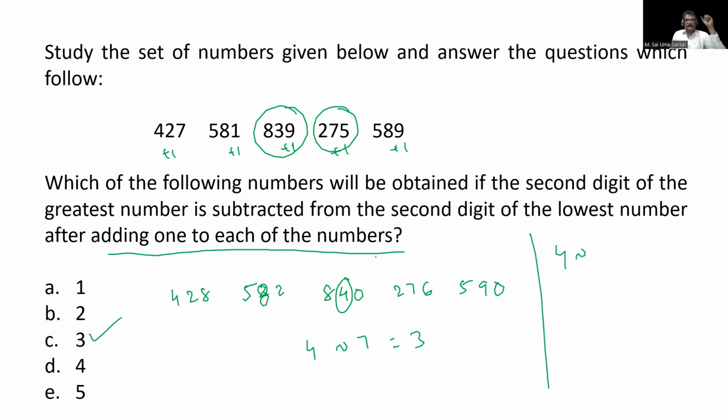And next, what is the next one? Lowest number, there was 275. Suppose if you add 1 to that number, then what happened? The second digit is equal to 7 only. There is no change at all. Okay, now what is the question here? The second digit of the greatest number subtracted from the second digit of the lowest number. So that means if we require the difference of these two numbers, that is equal to 3. Okay, so focus on the largest number and the smallest number and solve the question.